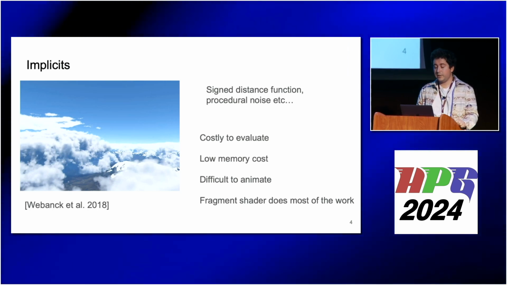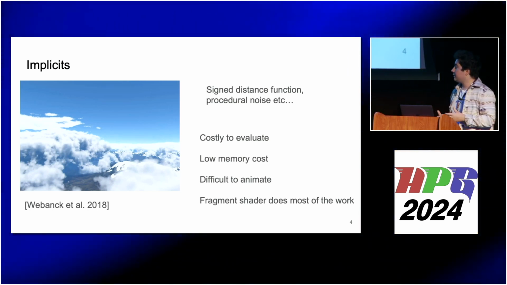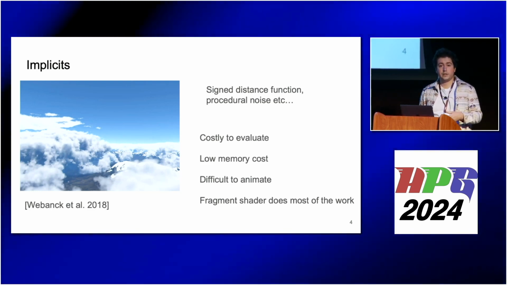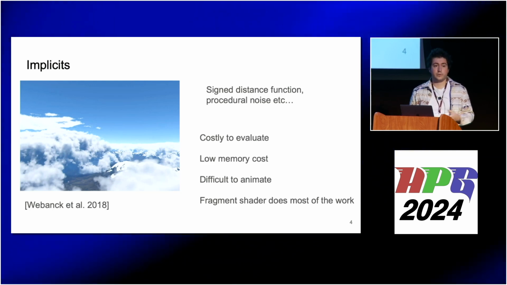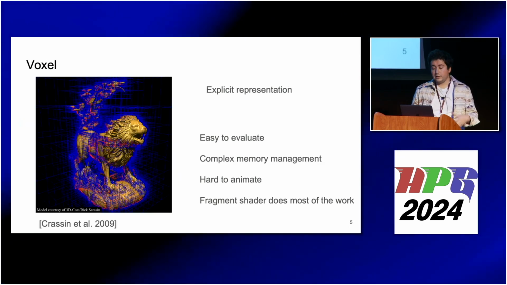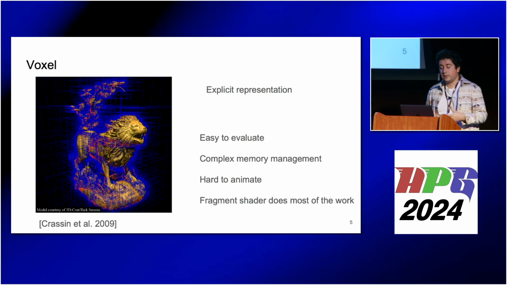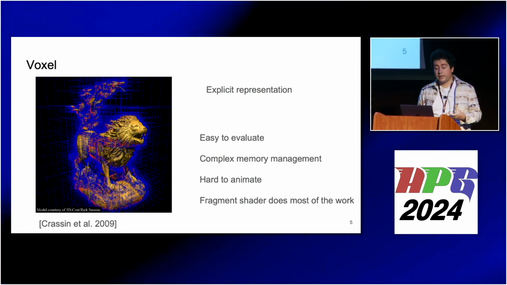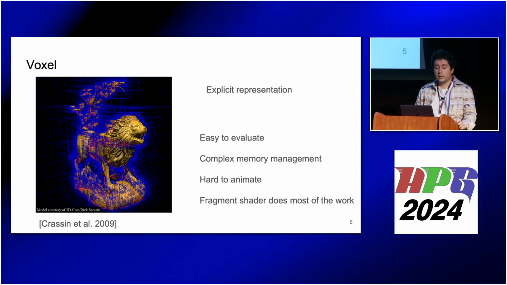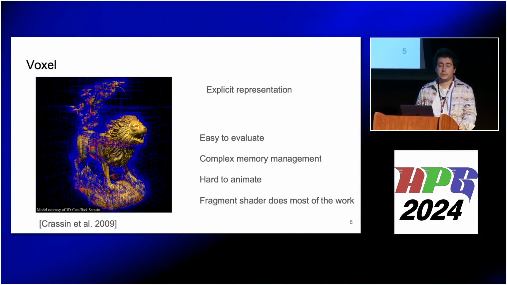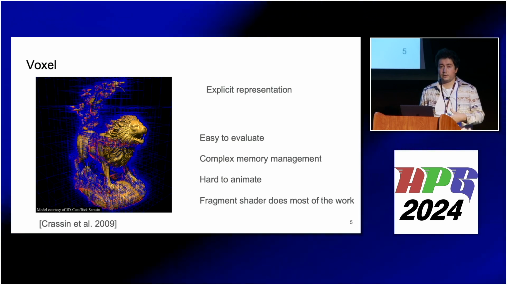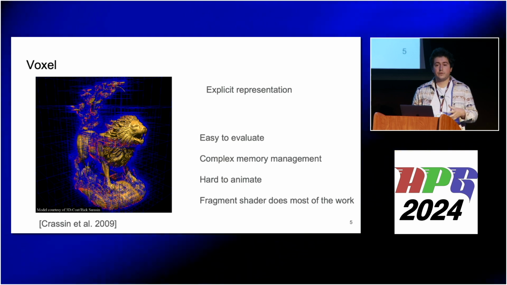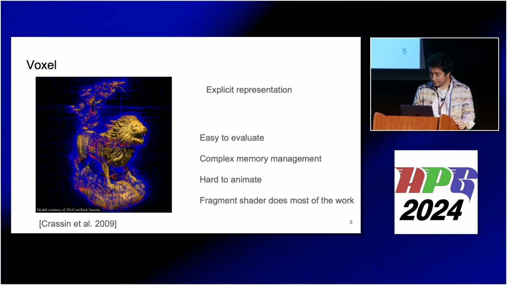However, it's quite difficult to animate, and it has poor workload balancing, and by that I mean that usually all the work is done by a single shading stage, usually a fragment shader, but it can also be a compute shader. When it comes to voxels, it's a bit similar. It's an explicit representation, as my colleague presented just before. It's quite easy to evaluate, but it requires complex memory management. But it's also very hard to animate. And once again, the fragment shader or compute shader is doing all the work. And we don't really use much of the hardware accelerated features of the GPU there.